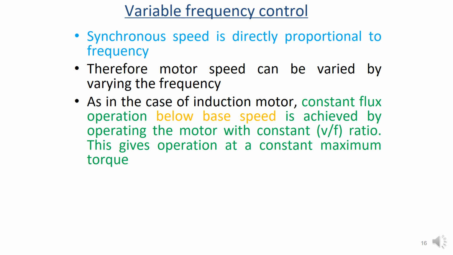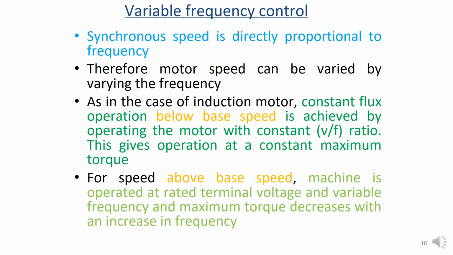Just like an induction motor, here also the constant flux operation, that is below the base speed, is achieved by operating the motor with a constant V by F ratio. This gives the operation at a constant maximum torque. For speed above the base speed, the machine is operated at rated terminal voltage and variable frequency, and maximum torque decreases with increase in frequency.